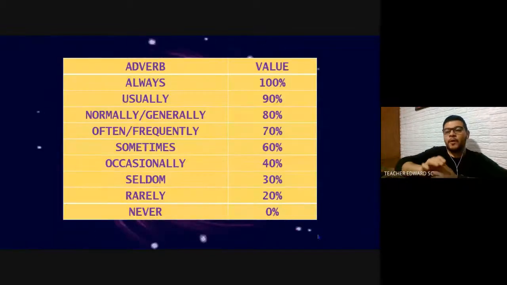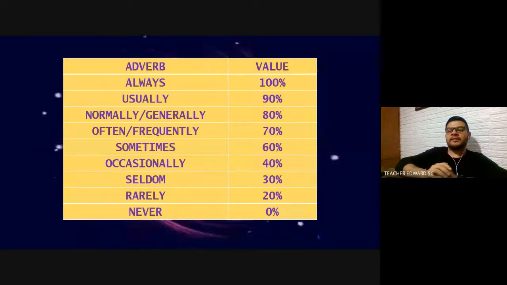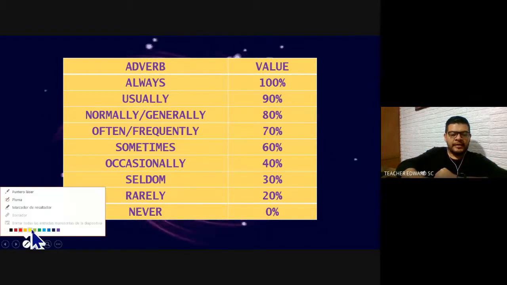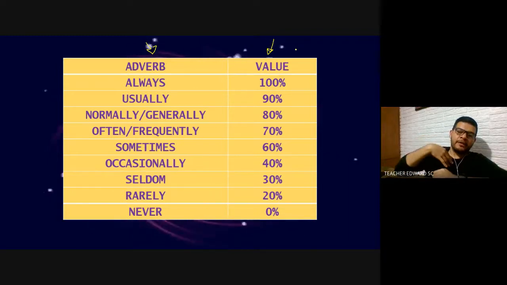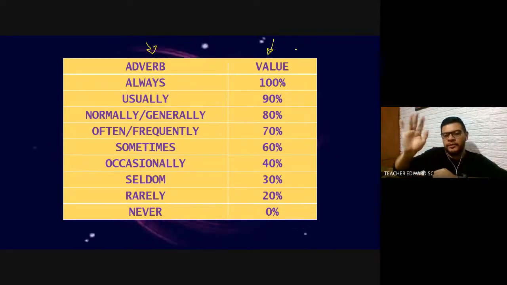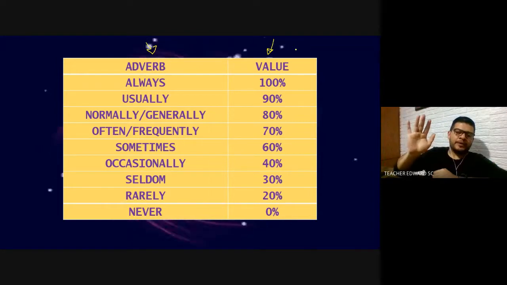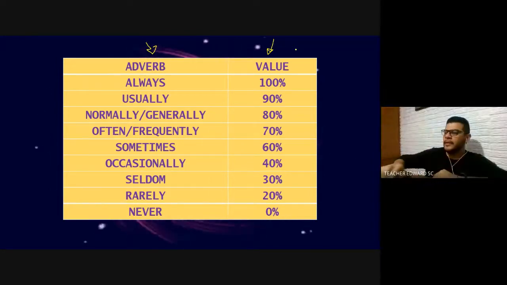And for that, we have a chart, yes? And if you see the chart, we have two different parts. We have the adverb, and on the other side, we have the value, yes? As a personal recommendation, girls, I don't recommend you to translate this to Spanish because you are going to get very confused. So instead of that, I recommend you to check the value of the different activities.